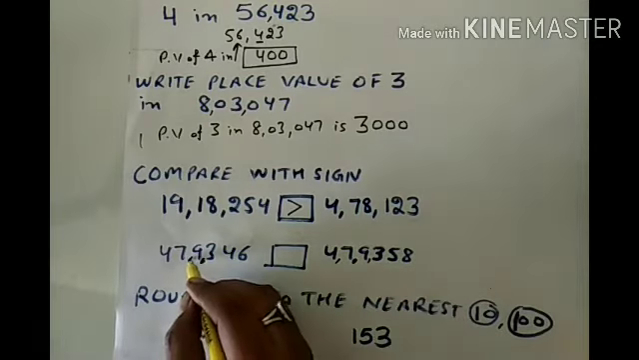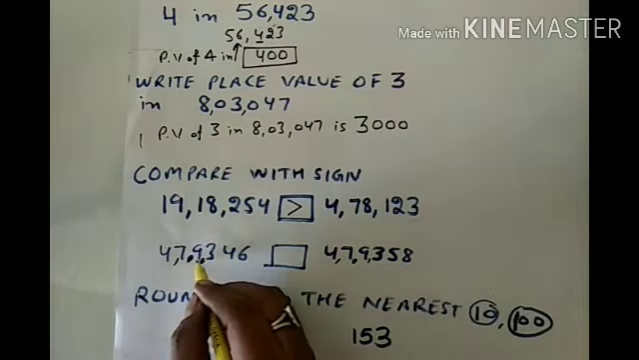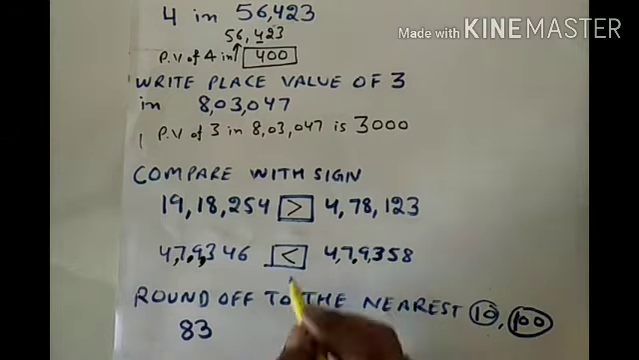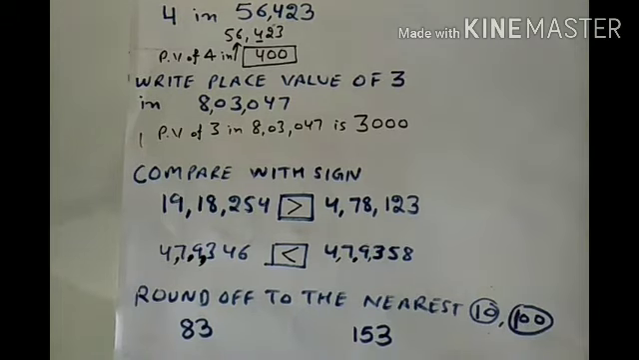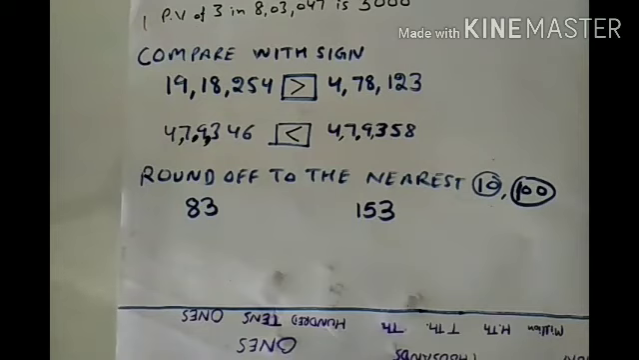4,79,358 is greater than 4,79,346. So this is greater. Now we have to round off to the nearest 10 and 100.